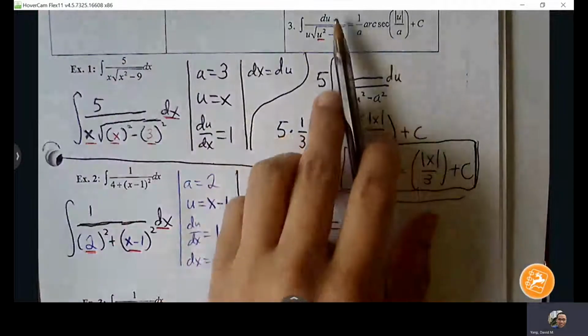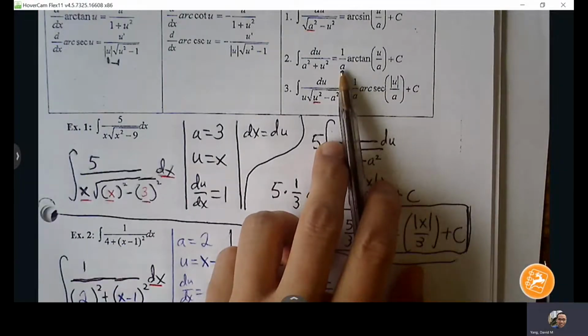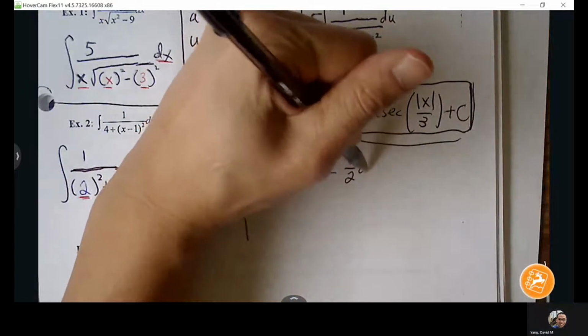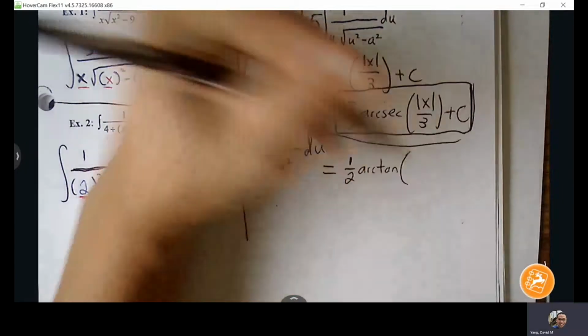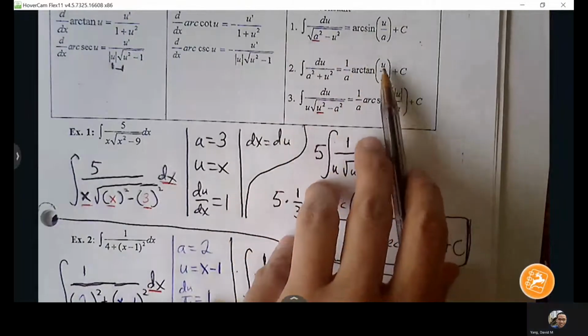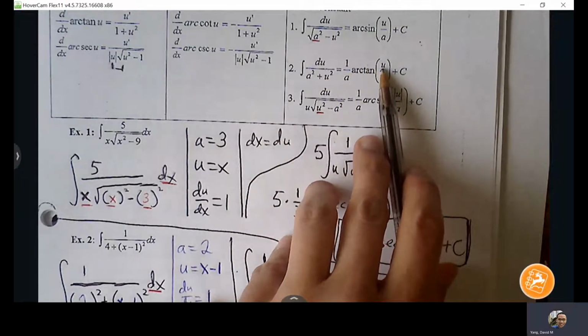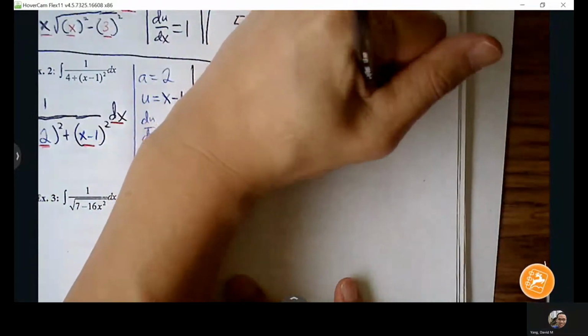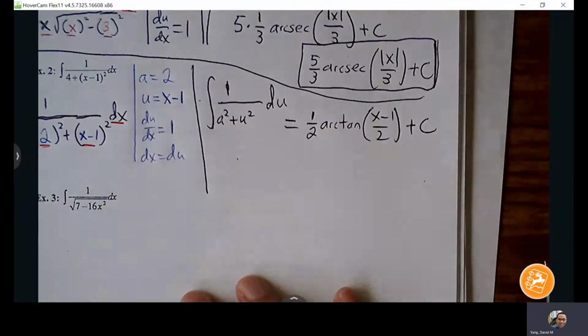1 over a, let's go ahead and make that substitution. What's the a? 2. Our arc tangent of u over a, u is x minus 1, over 2, plus c.